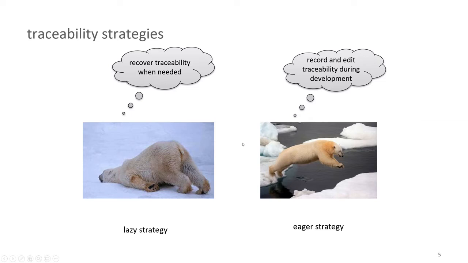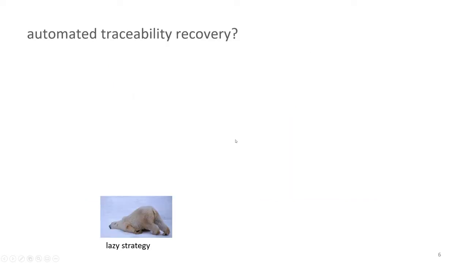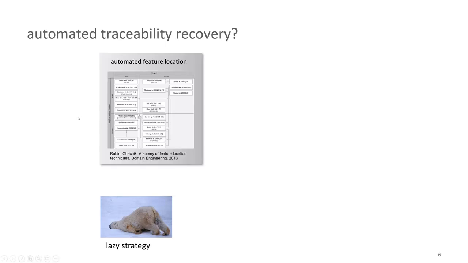And the idea is that, well, when you write some code, then you often have a feature in your mind that you want to record, that you work on. Now, one could think about automated traceability recovery strategies, if you call it the lazy strategy. There has been a lot of work on so-called automated feature location. There are surveys about that, but the problem is that all those tools have a low precision and require a lot of manual effort. So they're difficult to set up.